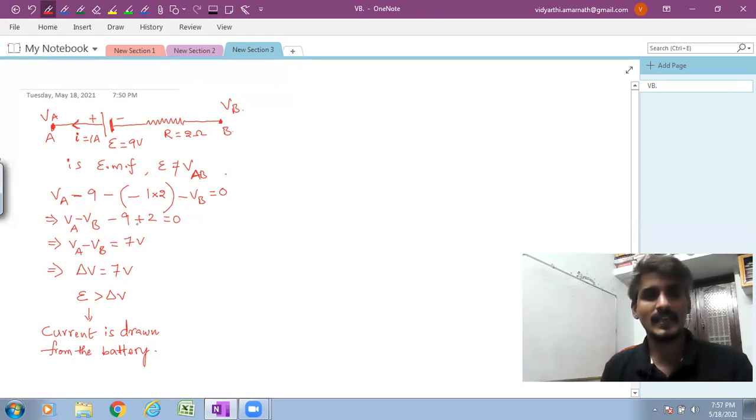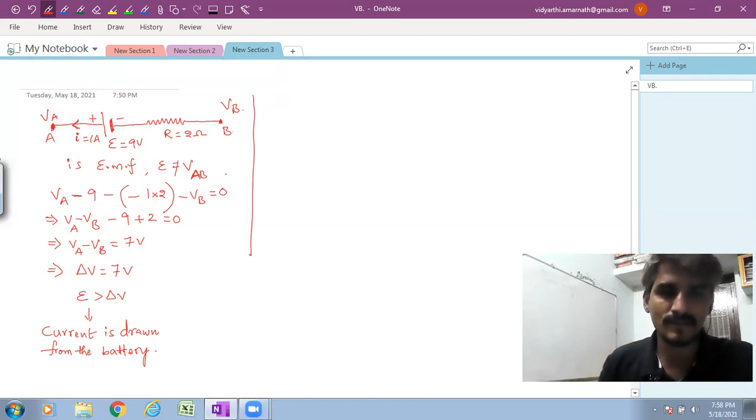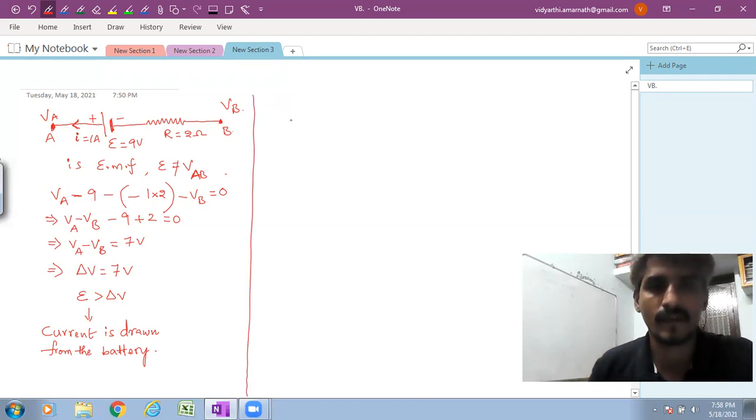Why? See here, VA minus 9 is there, and minus 1 into 2 is not there, it is 0. Let us consider I value 0. Then what happens to this total value? It is completely 0. That's why VA minus VB is again 9. So EMF is equal to potential difference when there is no current. Understand?